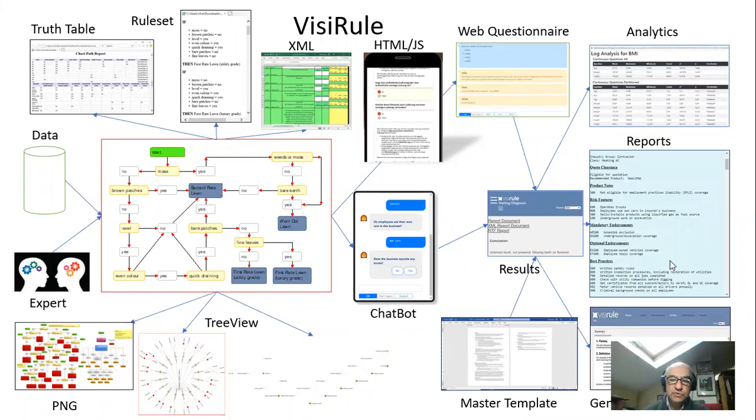I'm going to go through some slides about VisiRule, primarily aimed at the legal sector, and this won't take too long. So, VisiRule is a visual tool for drawing knowledge diagrams. In the center, we see a VisiRule chart, and around it we have lots of things that happen as a result of drawing it.